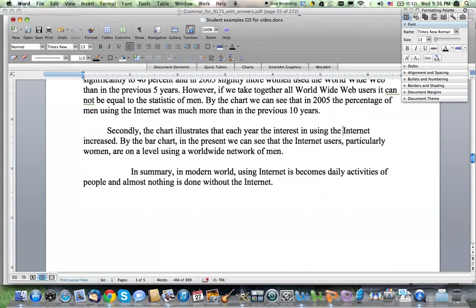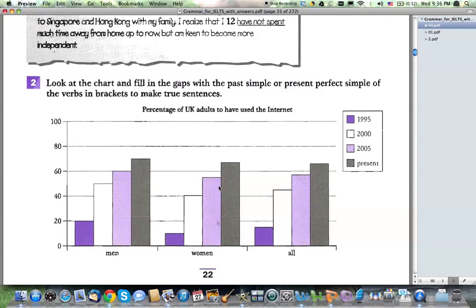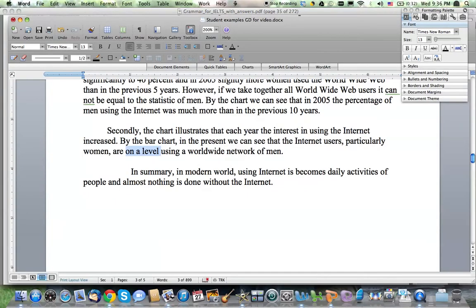By the bar chart in the present, we can see that the internet users, particularly women, are on a level using a worldwide network of men. On a level, I'm not sure quite what that means. If we take a look at the chart here, females are slightly lower than men. Let's say instead of on the same level, let's say close to the same level as men, and then just forget the rest of this.